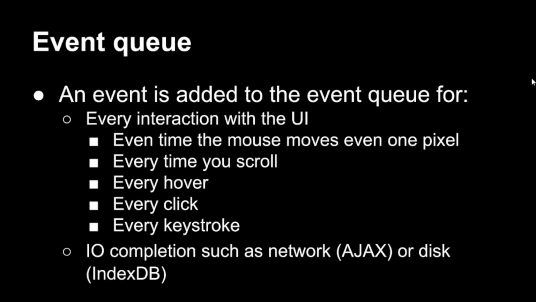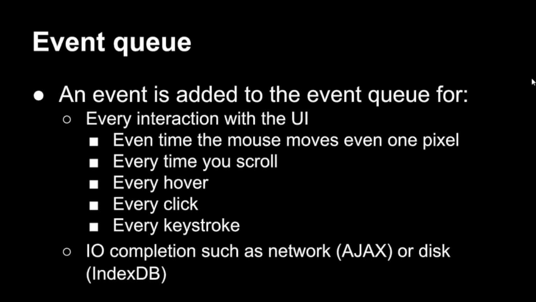An event is added to the event queue every time there's any interaction with the UI. Every time the mouse moves, even one pixel, every time you scroll, every time you hover, every time you click, every keystroke, there's an event put in the event queue, and then something processes that event. For most events, nothing happens. Processing these events is a no-op, but nonetheless they're put in the queue and processed.